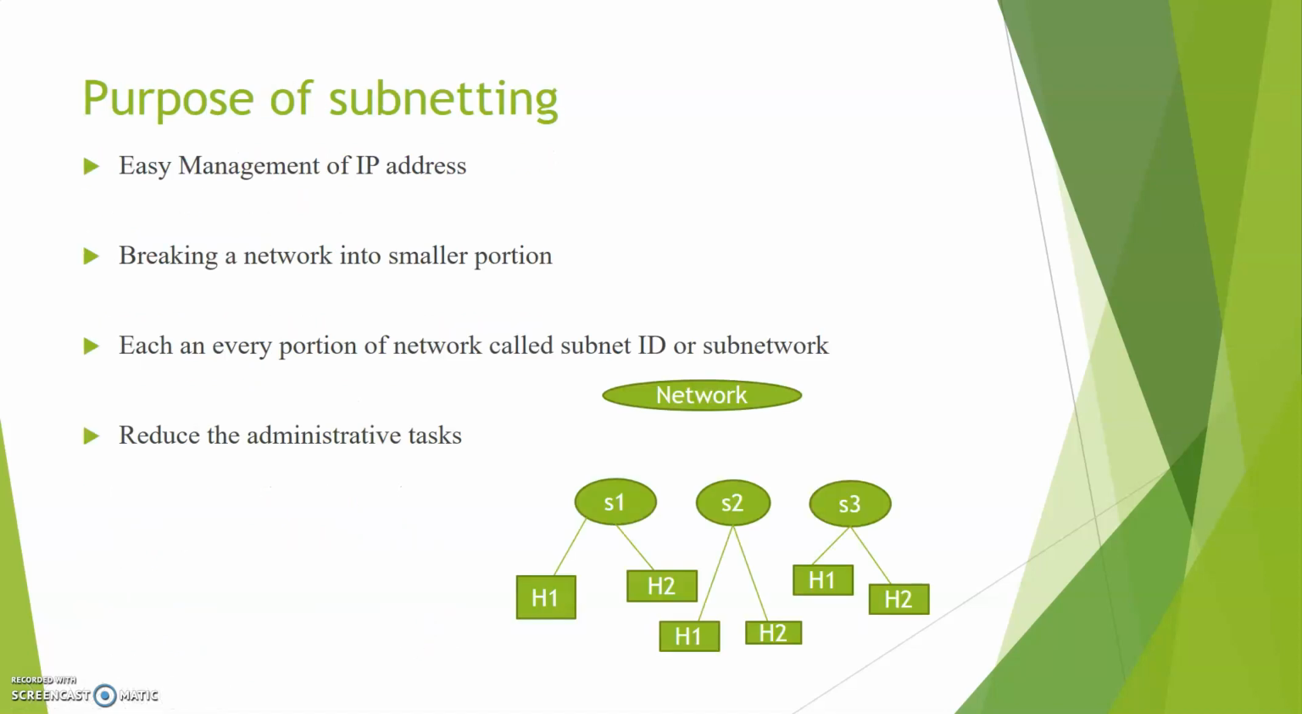So, the purpose of subnetting. Subnetting is used for breaking a single network into multiple smaller portions. Each portion of the network we call a subnetwork or subnet. It is used to reduce the administrative task and to optimize the network performance, and it is also used for reducing the network traffic.